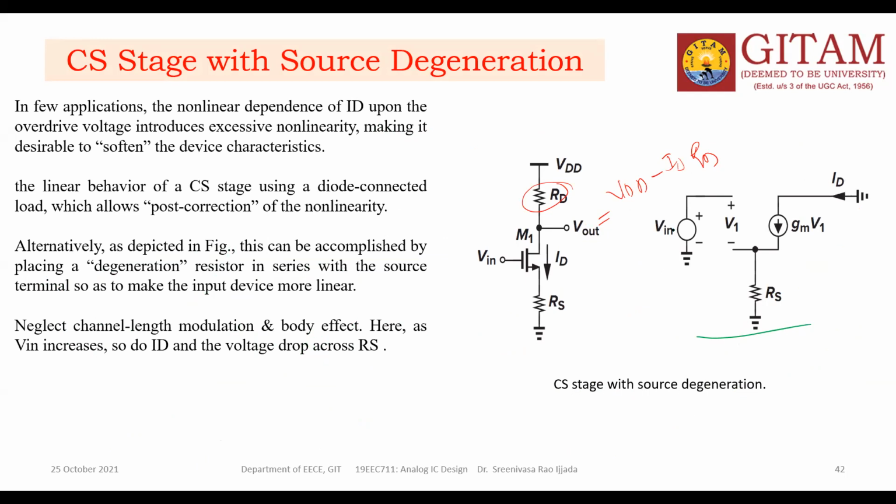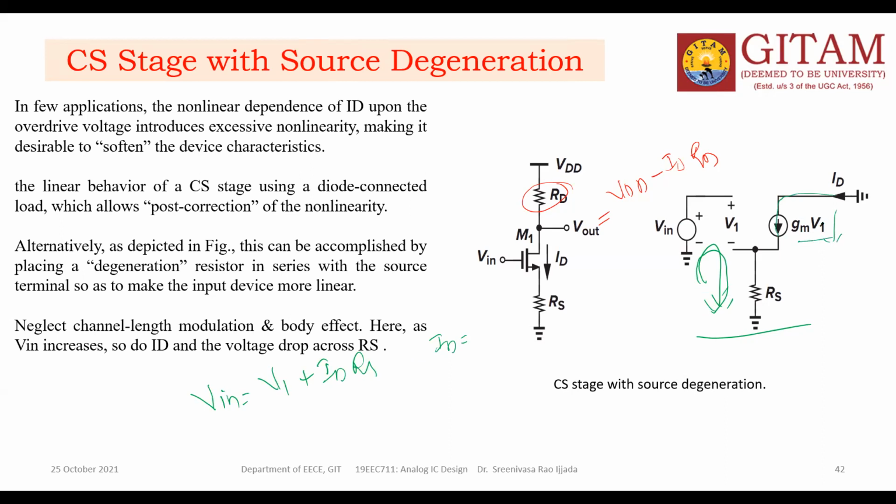So this is V in. Write the equation using KVL for this loop: V in is equal to V1 plus RS into ID. As we know, ID is equal to gm into V1. This current and this current are the same, so ID is gm into V1.